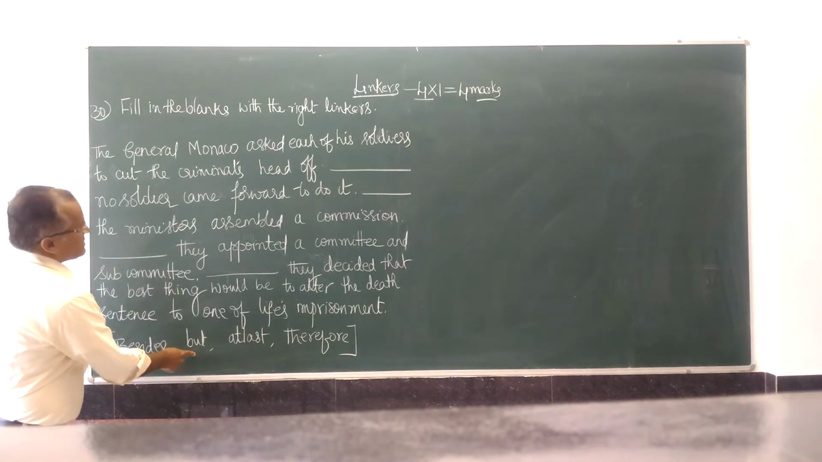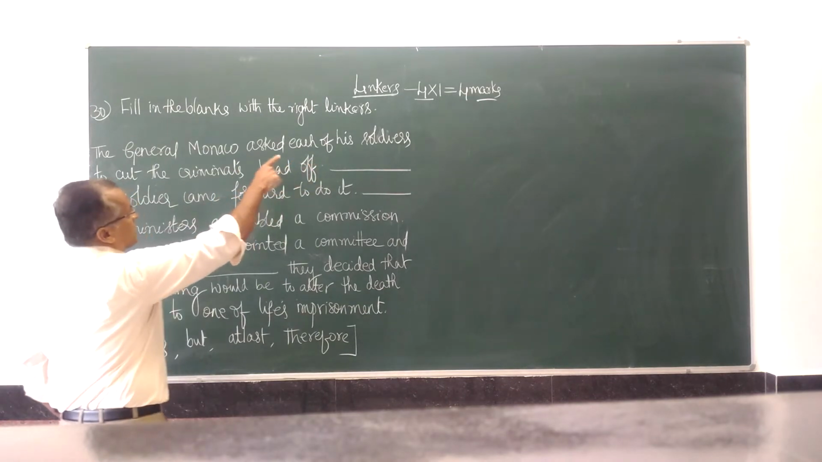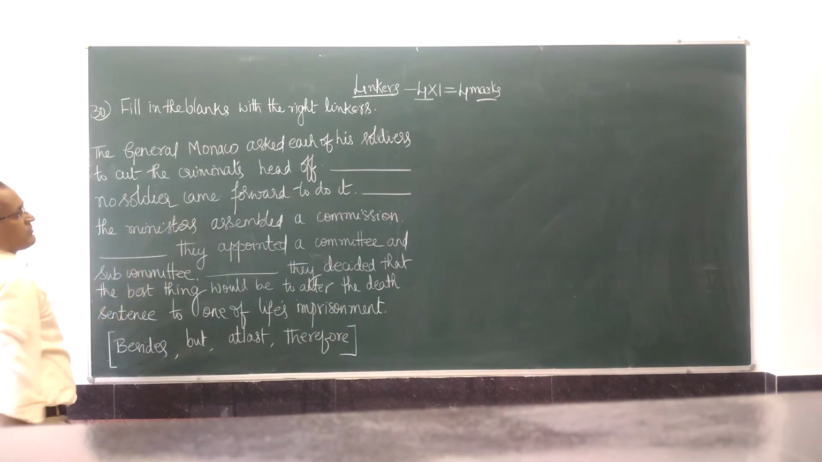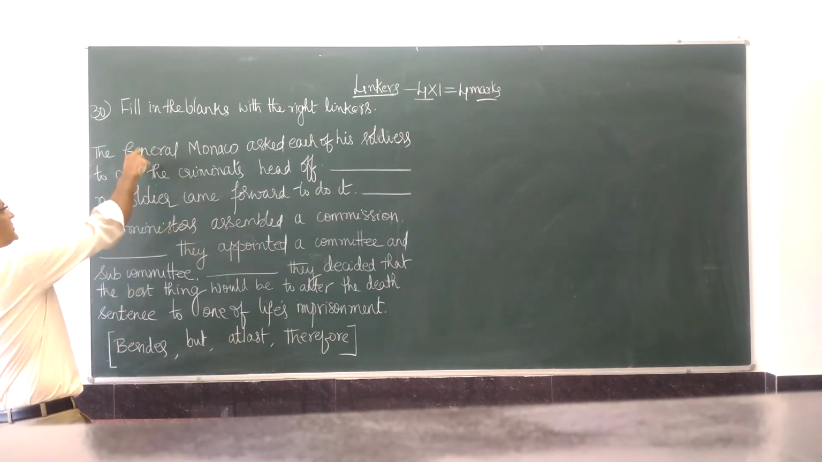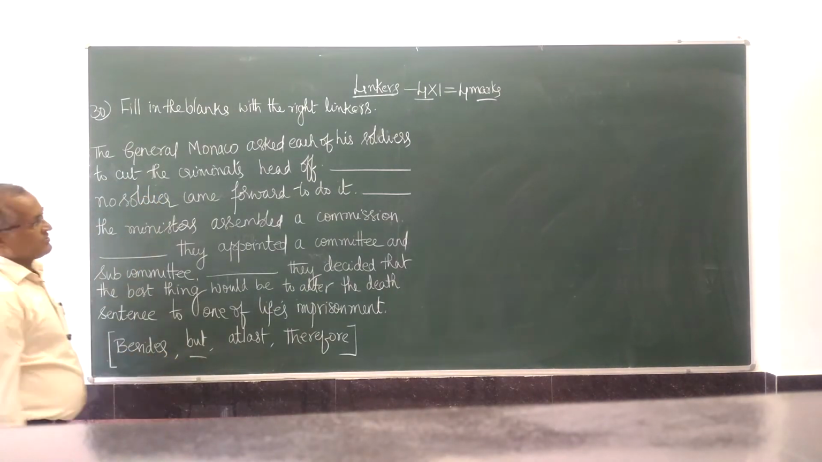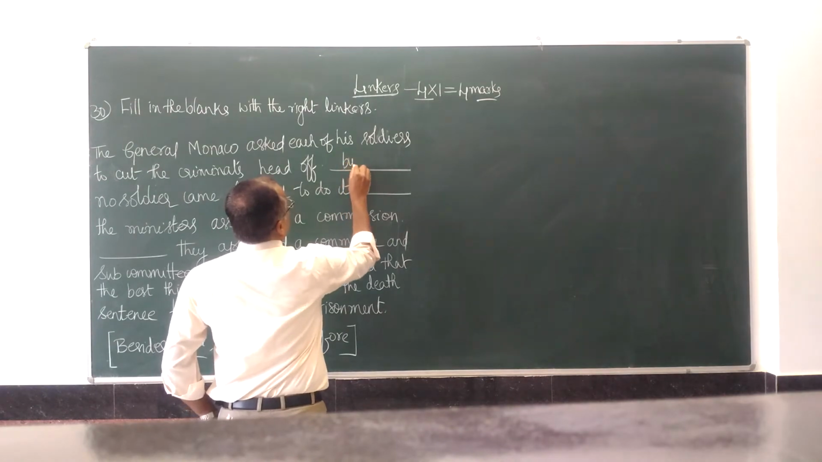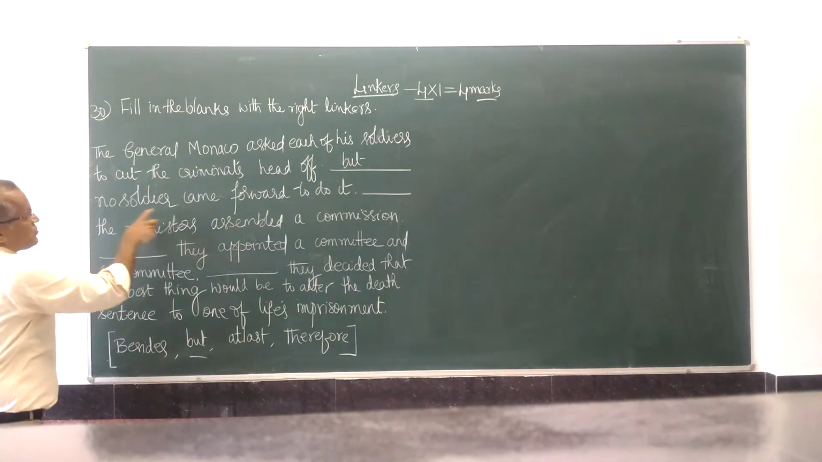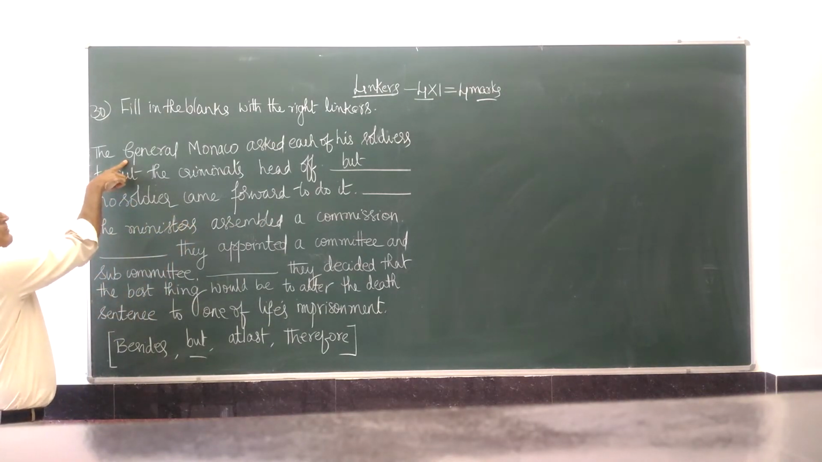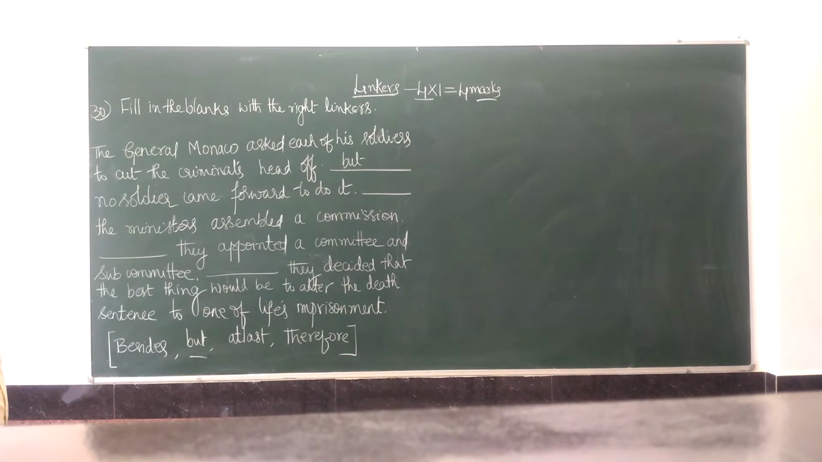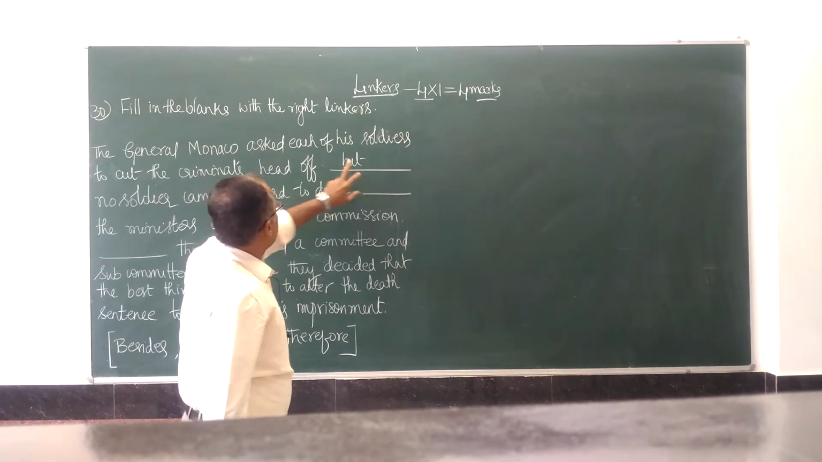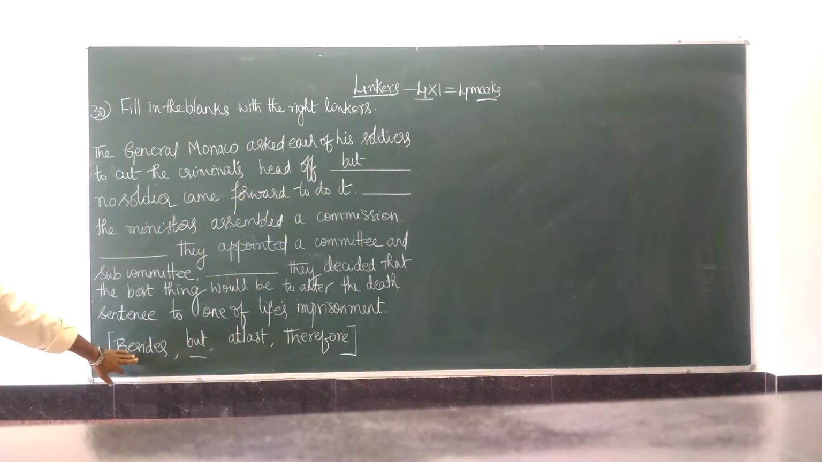If you use but: the General Monaco asked each of his soldiers to cut the criminal's head off, but no soldier came forward to do it. So there is a contrast between these 2 sentences. This one will indicate the contrast. That is but. It is opposite to the attempt which is made by the previous one. It is going to link both these sentences. If you use but, it will be correct. The first one didn't go with it.